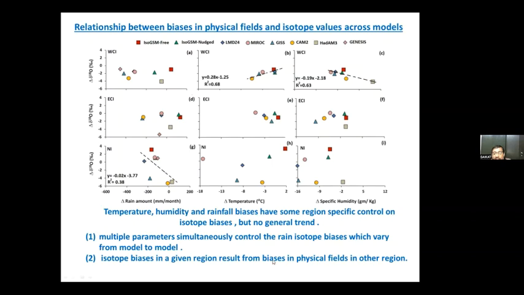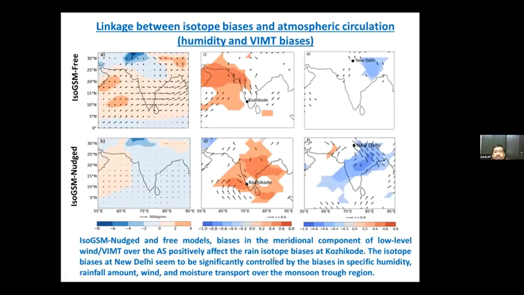Next we'll see how regional-scale atmospheric circulation controls the isotope biases. These are the two locations we chose. One is the South Indian station Kozhikode, which is very close to the Arabian Sea, and the second one is New Delhi, which is in the monsoon trough extending from the Bay of Bengal to northern India. This station shows some negative correlation with the isotope biases. If the models are underestimating the rainfall over the monsoon trough, it results in overestimation of the isotope values at New Delhi.